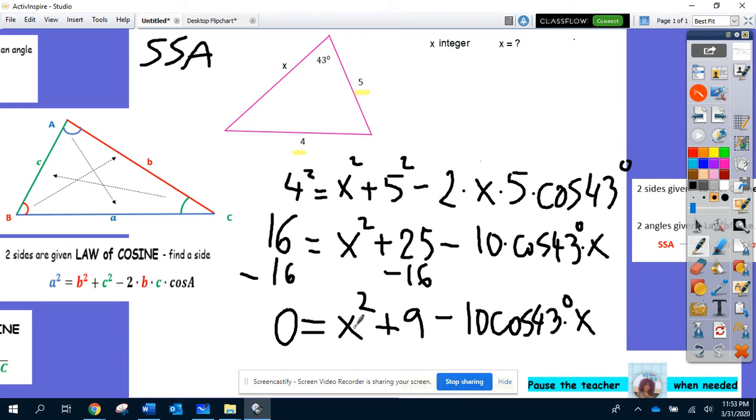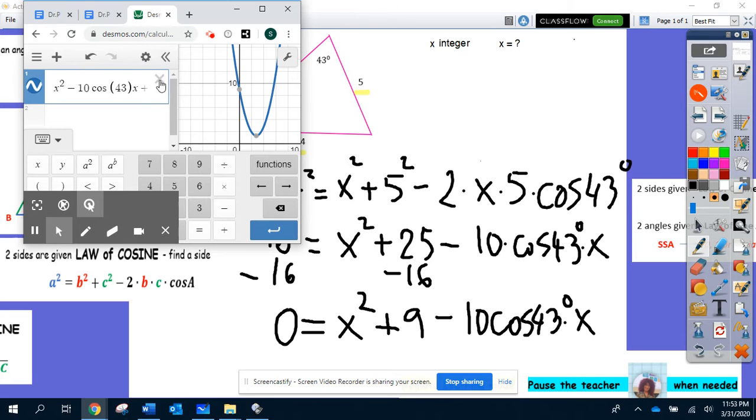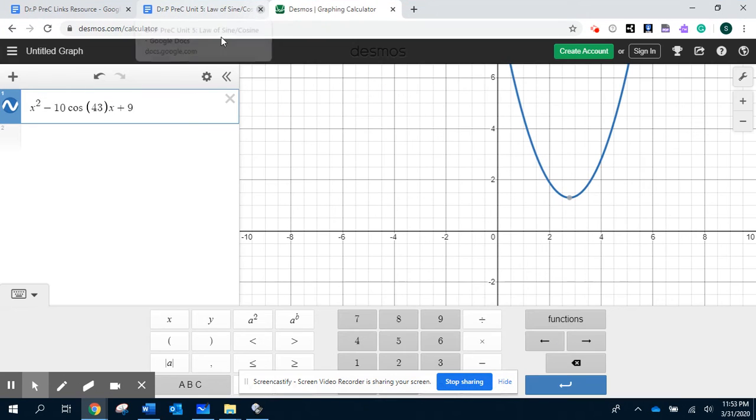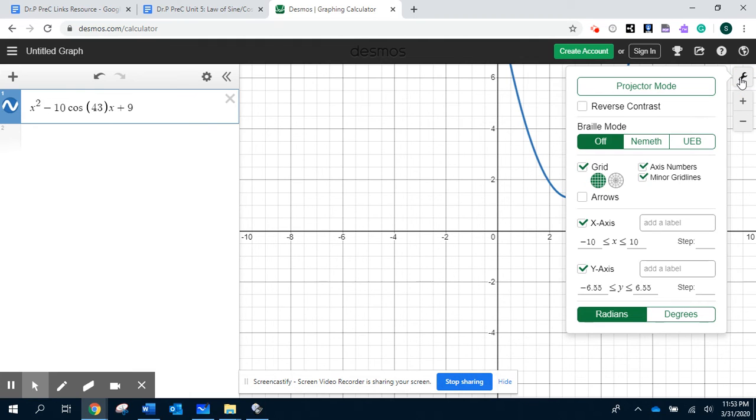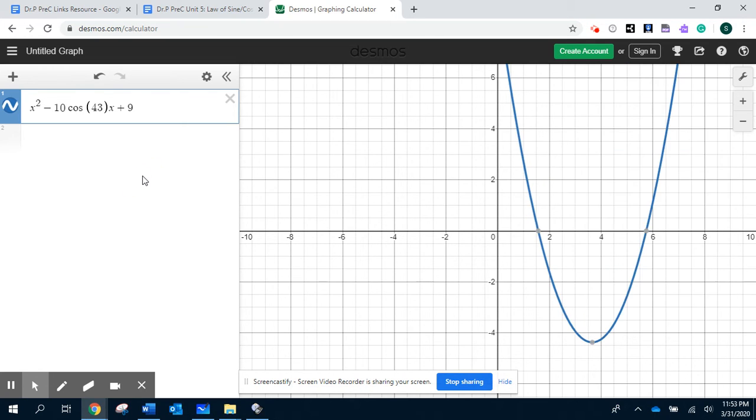At this moment, I will go on Desmos and graph this function. So on the graphing calculator, I could say that I'm ready, but one more step. Don't forget that Desmos works in radians, on real numbers, and here you should have degrees. But you can fix this on Desmos if you open the settings and switch at the bottom from radians to degrees. So now your graph is correct because 43 are degrees.